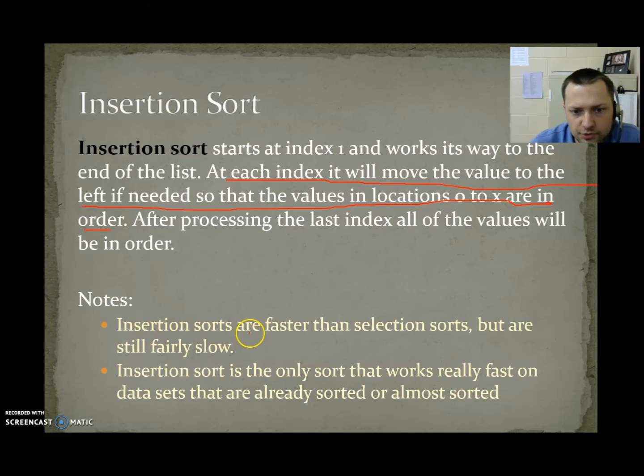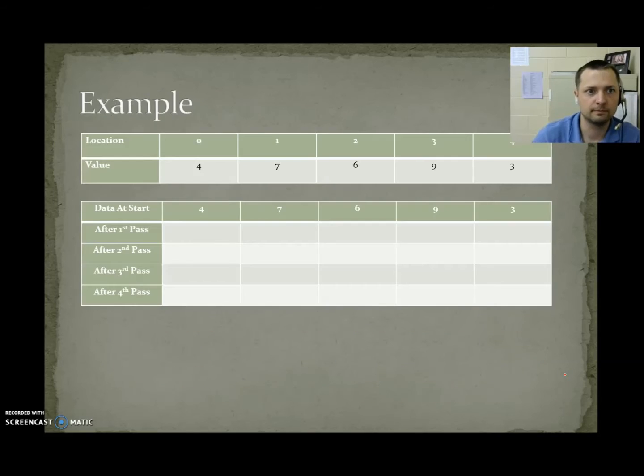Notes: insertion sorts are faster than selection sorts, but are still fairly slow. Something else you should know: insertion sort is the only sort that works really fast on data sets that are already in order or almost already in order. So if you're looking at a list that's already in order, all the other ones are still going to brute force and try to sort it and not realize it's sorted. Insertion sort is the only one that figures out, hey, it's sorted, I don't need to do anything, and doesn't waste a whole lot of time.